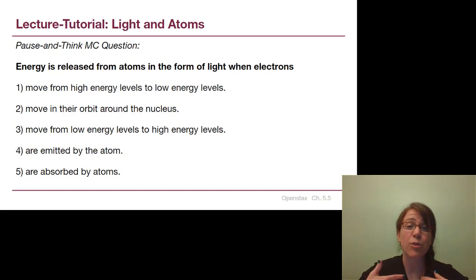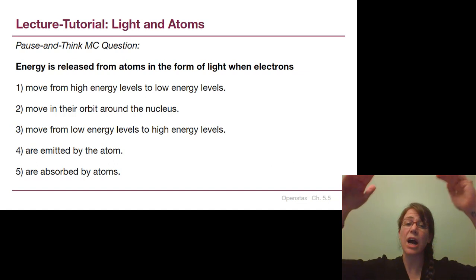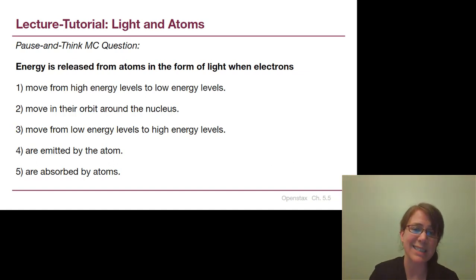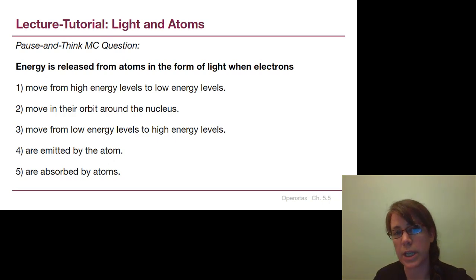So if we're trying to get rid of energy, that means the electron's trying to get back down to the couch. It was at a higher energy level and it dropped back down to a lower energy level. So option 1 here is the correct option.